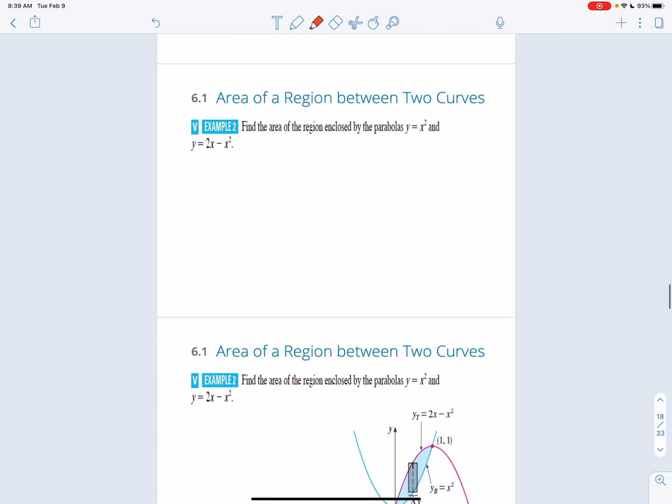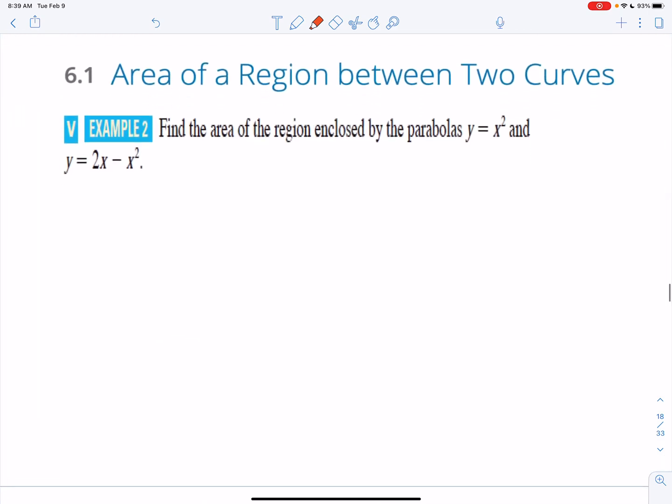All right, here we go. So here's example 2. Go ahead and write it down. Press play when you're ready.